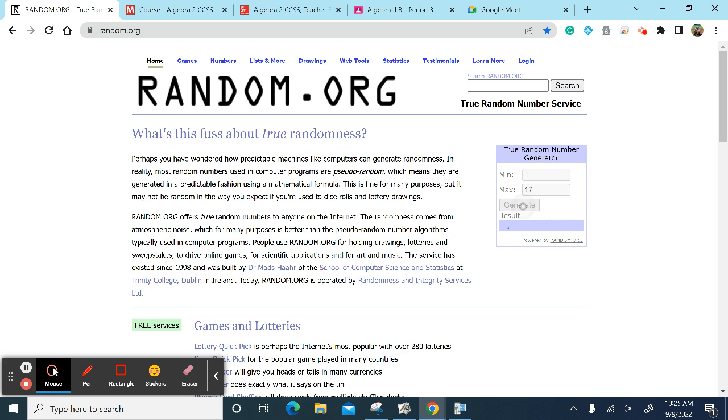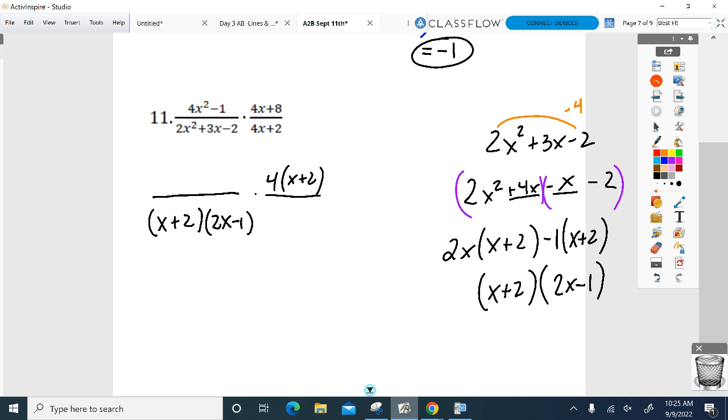Anybody want another one here? Let's see. I guess the bottom, the denominator on the right side. What do you want to take out? 2. Okay. And what are you left with? The 2x plus 1. And then we only have one left.